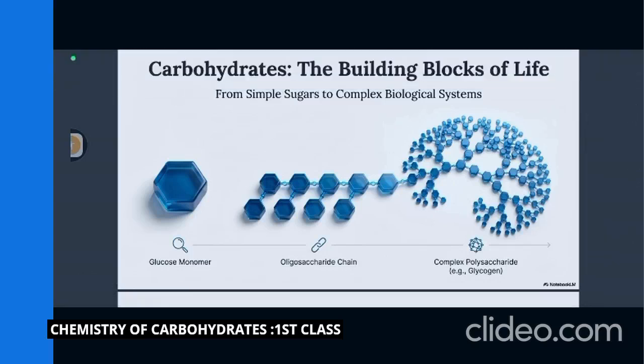So welcome to the very first class. Today our discussion is about carbohydrates, the building blocks of life. You can see over the left side the glucose monomers joined to form the oligosaccharide chain, which in turn joins to form complex polysaccharides like glycogen.